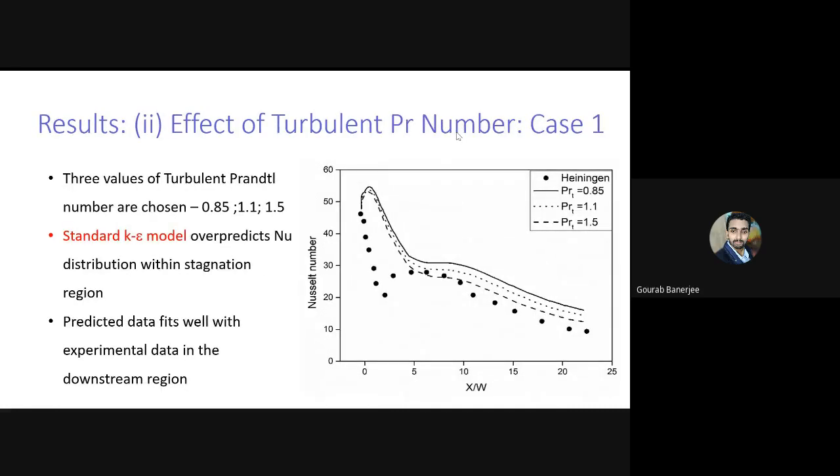Coming to the second case, we have considered the effect of turbulent Prandtl number. By default, in a fluid database, the turbulent Prandtl number is 0.85. We have taken that case, and we have also varied it to 1.1 and 1.5. The diagram alongside is only for the standard k-epsilon model. For almost all three cases, although we can consider the 1.5 case, the rest of the two cases overpredict, mostly during the stagnation region. But downstream, the data fits quite well with the curve given by Heiningen.